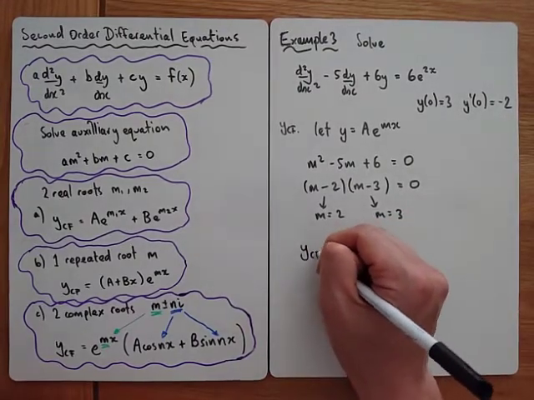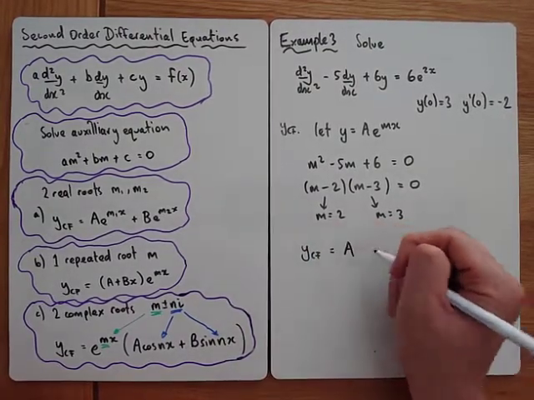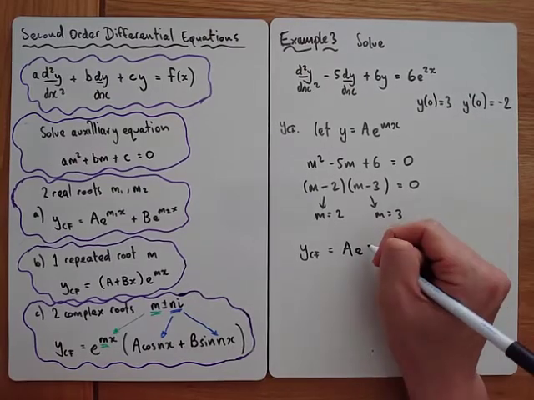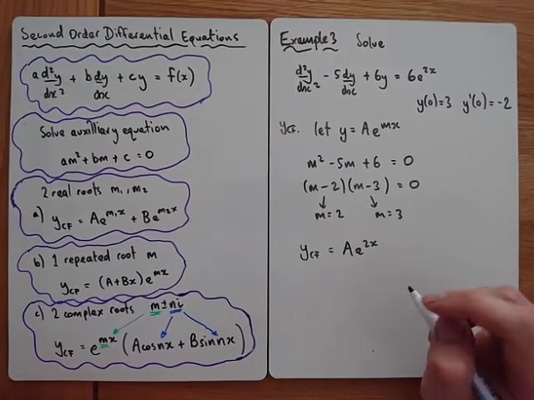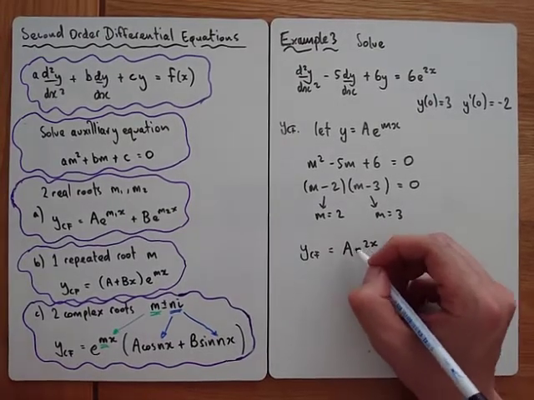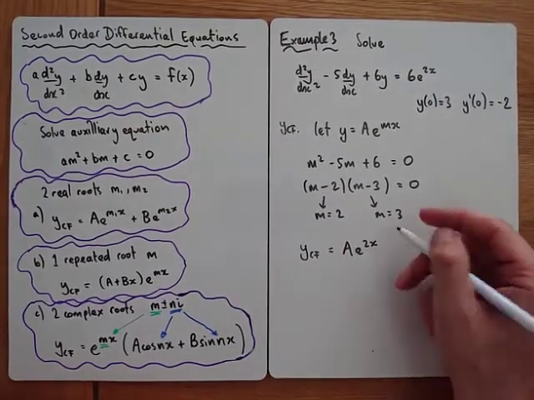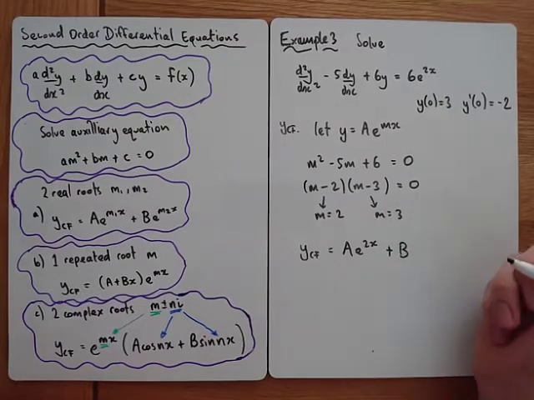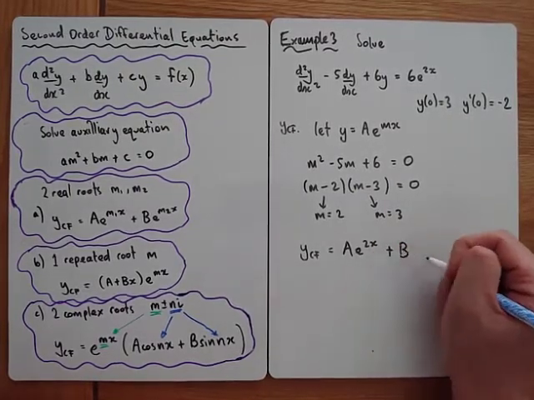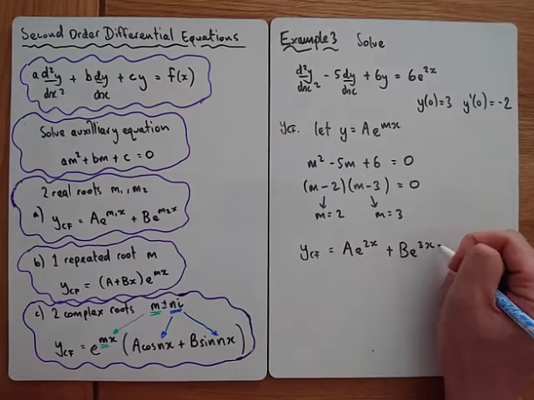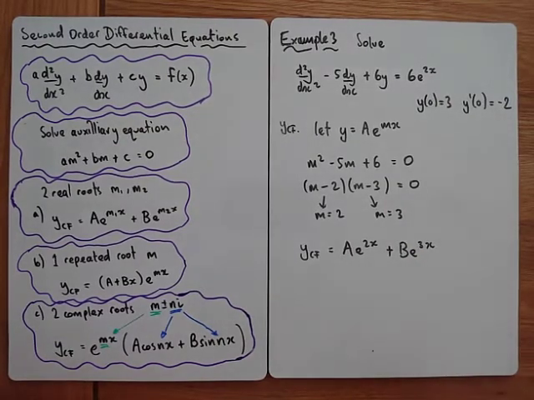It doesn't matter which way around you do it. Sometimes people ask, Josh, should it be A or B e to the 2x? They're just constants that we're going to find. You could say A e to the 2x, or A e to the 3x. I just normally go in ascending order, so some e to the 2x and some e to the 3x. You can put them either way around.